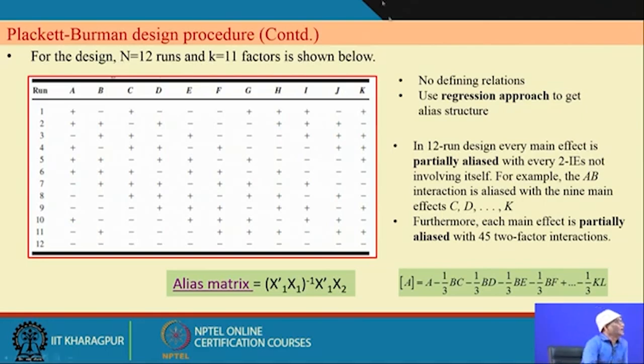You see here we have 11 factors, and that means we require a minimum of 12 runs. So, what you have done, you have run numbers 1 to 12 and on this side 11 factors. Now, the first trial is plus minus plus minus minus minus plus plus plus minus plus. Suppose this is what you have started with.